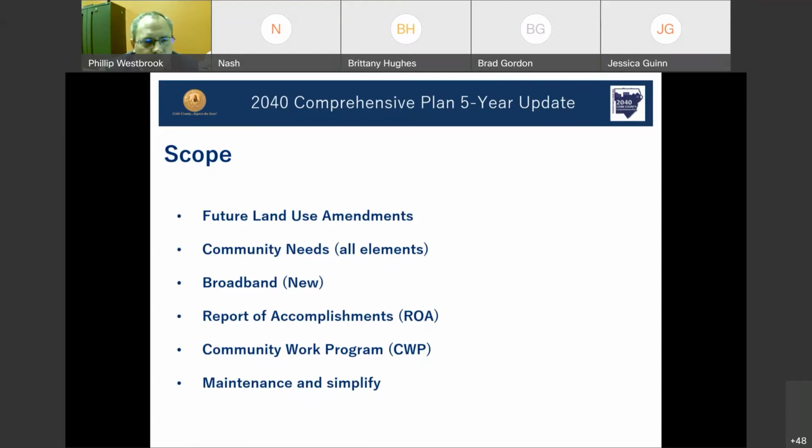We will be including a broadband element. And in addition to that, we'll also be conducting a status report on our past 5-year work program, which is known as the report of accomplishments. This is basically taking a look at our 5-year work program and conducting a status report on those projects. And then we'll be including a new 5-year work program that will take us out another 5 years.